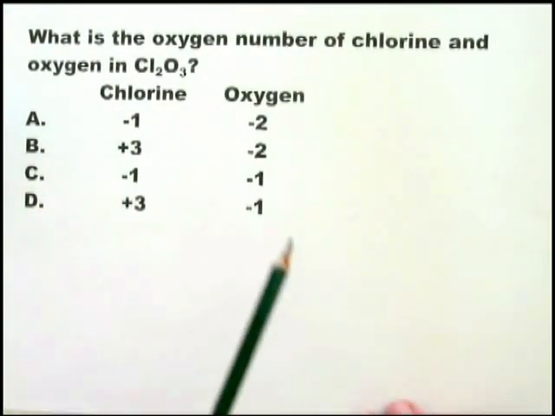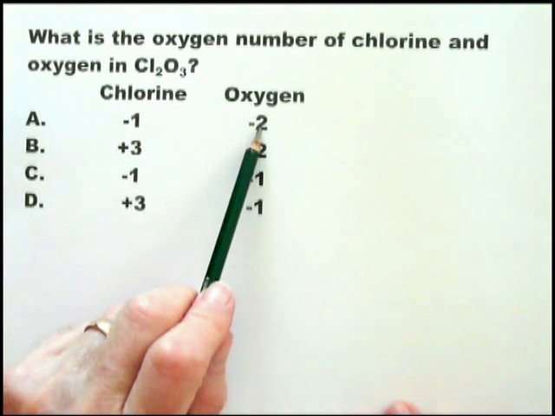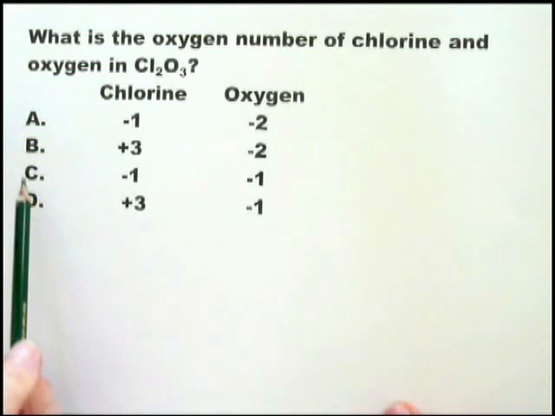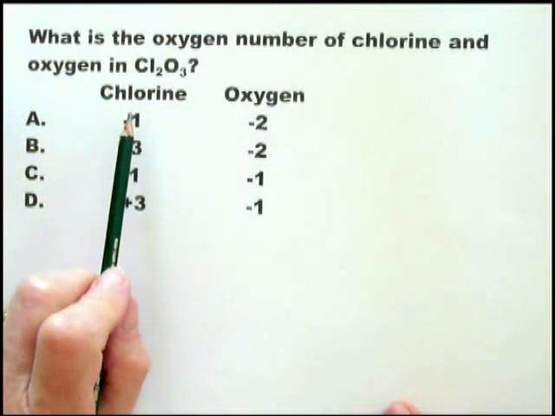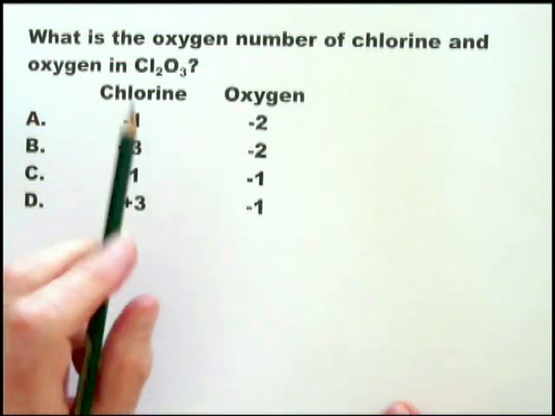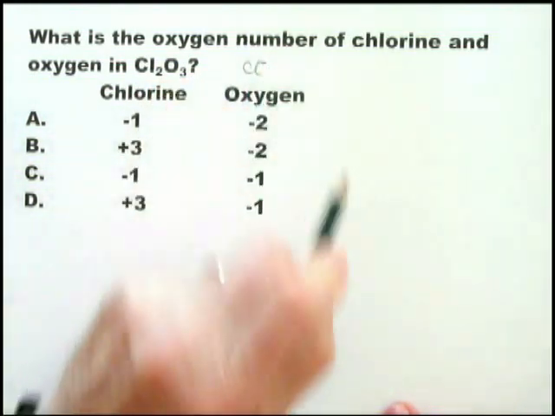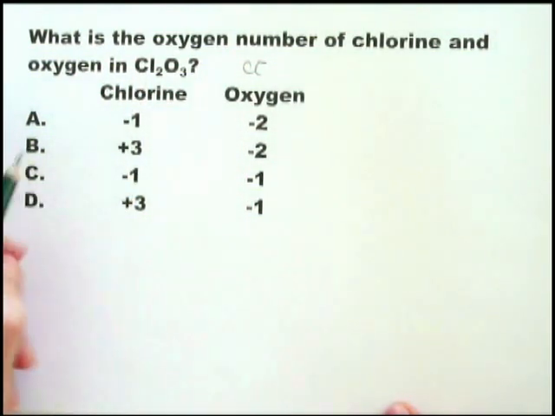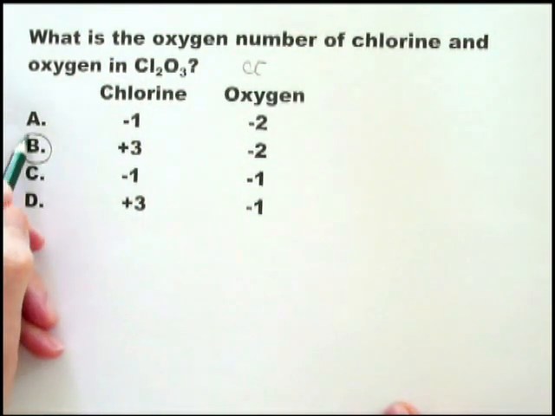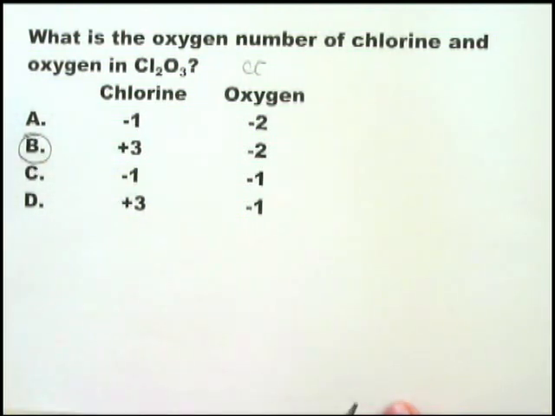When I look at this one, I know immediately that oxygen has an oxidation number of minus 2. So I can forget C and D. And then when I look at this one, I know that chlorine only has an oxidation number of minus 1 in Cl minus. Therefore, this must have an oxidation number of plus 3. So there is the answer within 10 seconds.